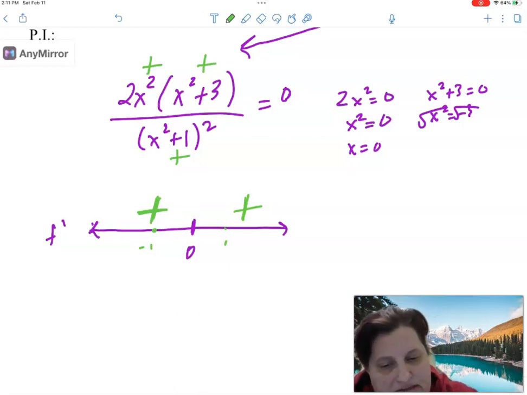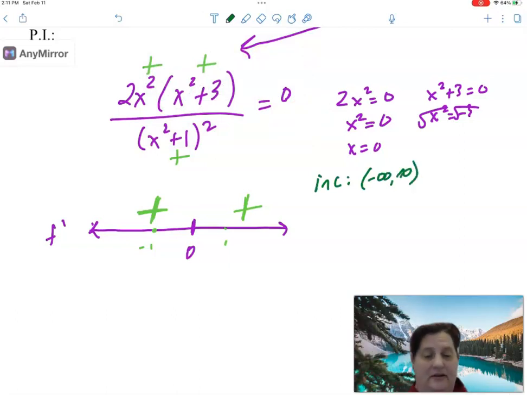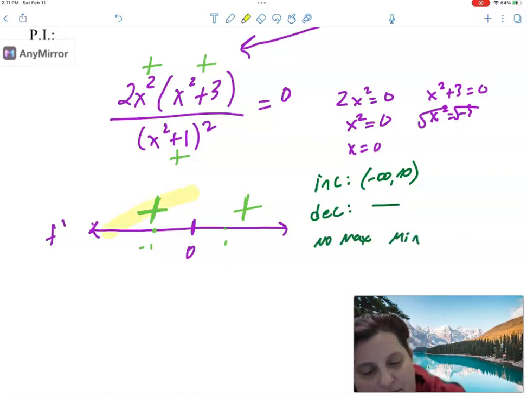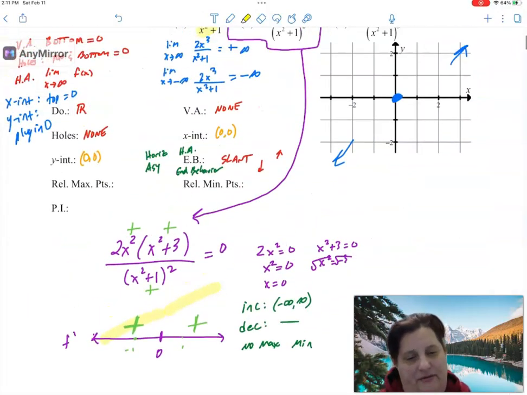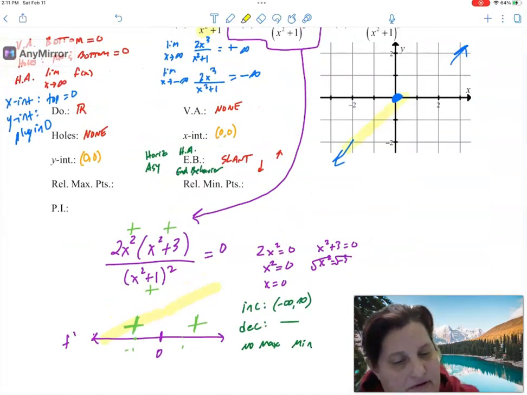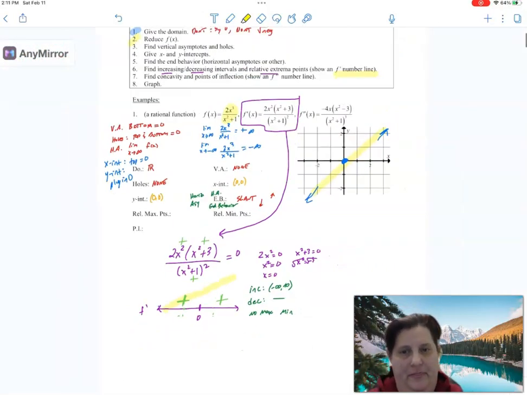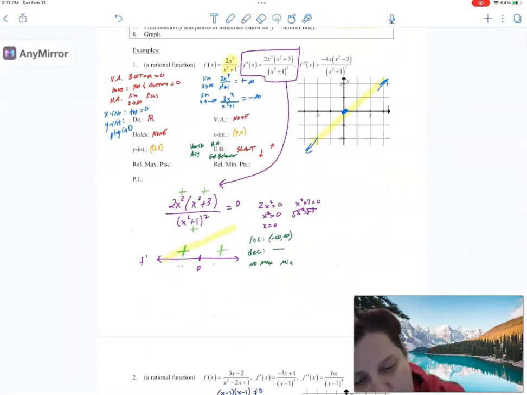So I'm going to go ahead and say that this is increasing from negative infinity to infinity, all the way through there. It's never decreasing, and there's no max or min, because it basically is just going all the way up. So we don't really get an idea of what this graph looks like right now until we can do concavity. So right now, that's my best guess. I know it's not a line, but that's kind of what this is showing me.